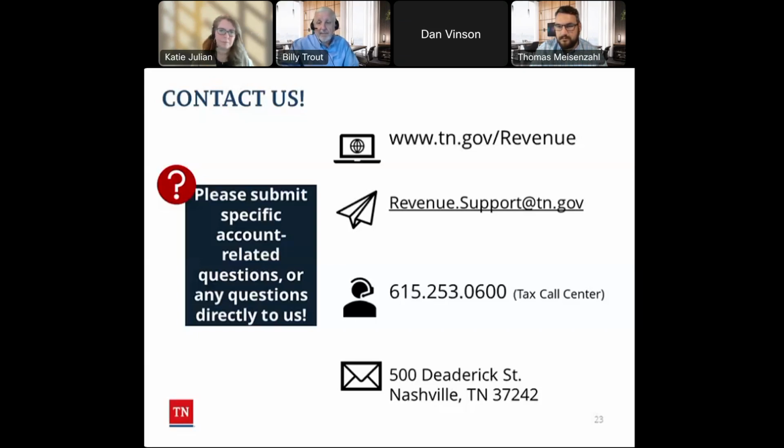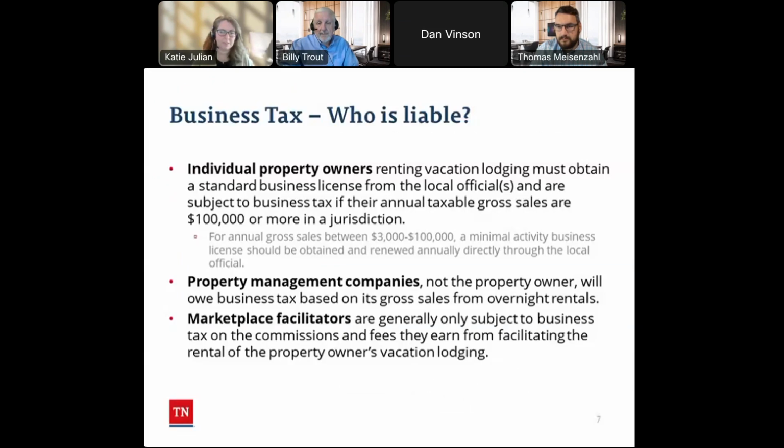Yeah. I'm going to go back to slide number 7 and kind of rest on that for just a second. This is in the business tax section, and we switched gears a few times here, but this was when we were talking about business tax, who is liable. Individual property owner, like Billy just said, must obtain a standard license, and that's if you fall over 100. But the small bullet under that, the sales between 3,000 and 100,000, you'll get a minimal activity business license for those.